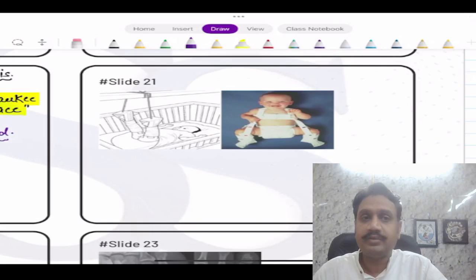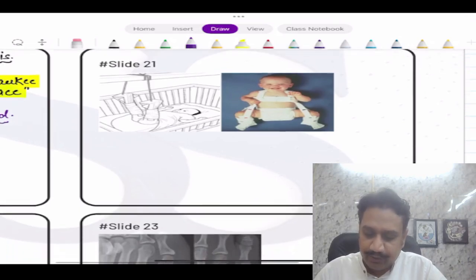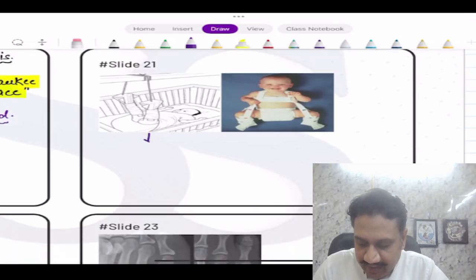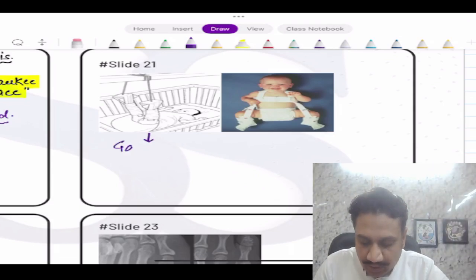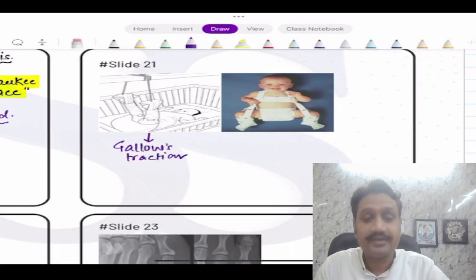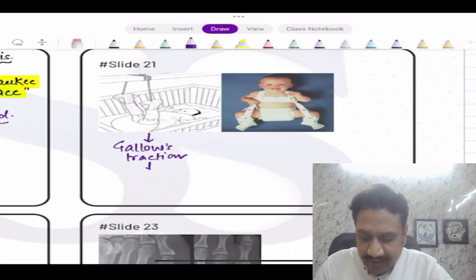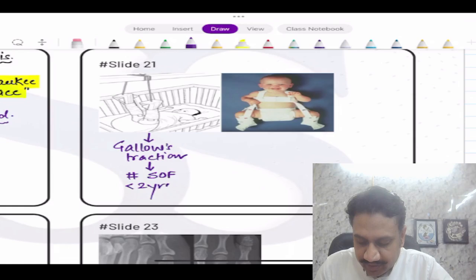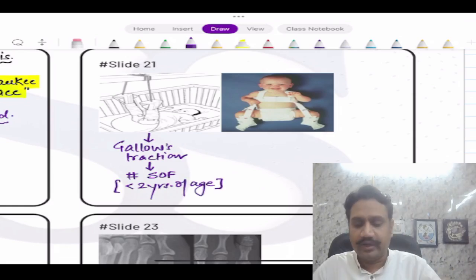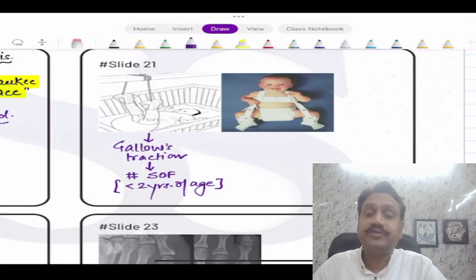Another one very important from the image point of view for your exams. Here you can see the child is being hung like this with the overhead beam, right? So what is that called? This appliance is called gallows traction, right? And this gallows traction is given to whom? It is given to any child who has a fracture shaft of femur, right? At what age? Less than 2 years of age. Please remember, we don't give this appliance to any child who is more than 2 years of age. So gallows traction for fracture shaft of femur.